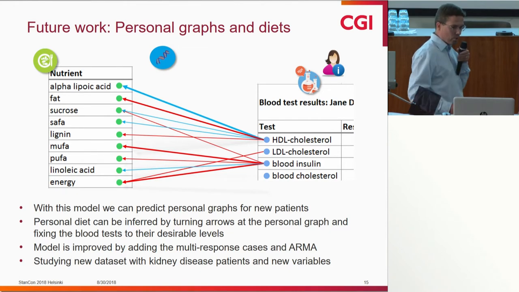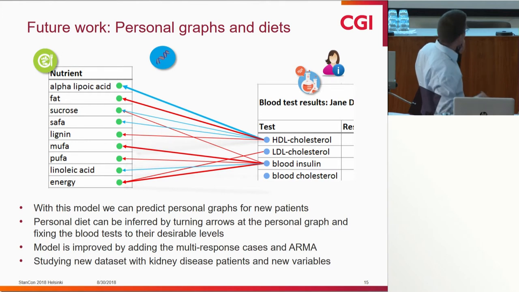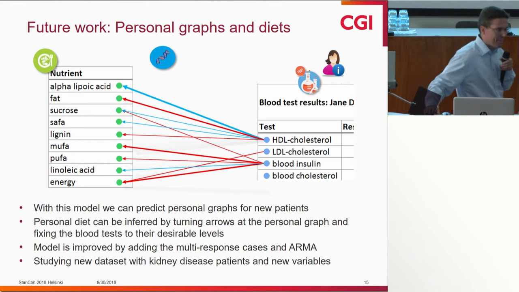Okay, then there are lots of points to improve the model, such as modeling those multi-response cases, as you see that there are lots of things corresponding to insulin or cholesterol. Also some other correlation structure would be nice, but in this data set we have just four observations, so moving on average wouldn't make sense or wouldn't improve much. But thanks. Any questions?